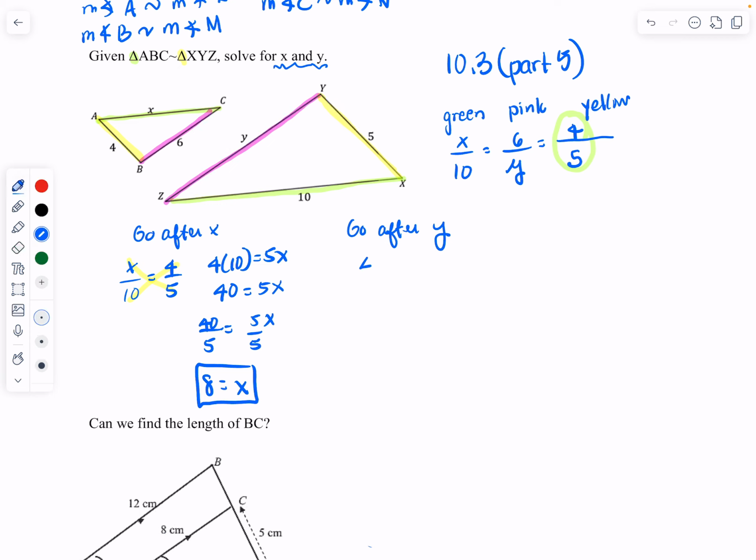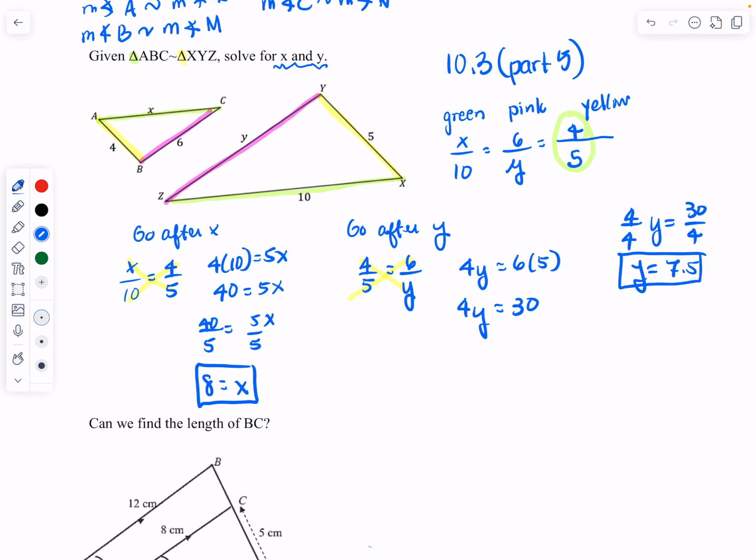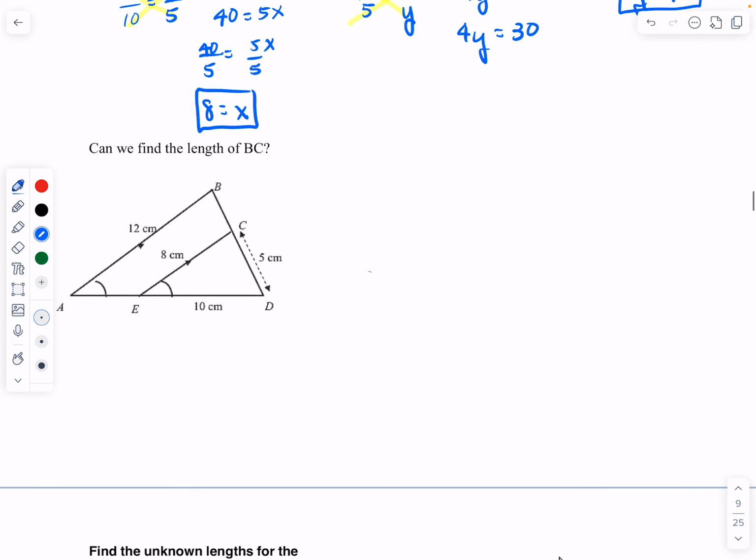So again, we're going to use the yellow. So 4 over 5, but I want Y. So I'm looking at the pink one, which is 6 over Y. Now we're good. Now cross multiply. So I get 4 times Y equals 6 times 5. So 4Y equals 30. Getting Y by itself, I'm going to divide both sides by 4. So on my calculator, I'm going to divide 30 by 4. And I got 7.5. So if you don't have your calculator out, go get one because you're going to need it for the rest of these, okay?